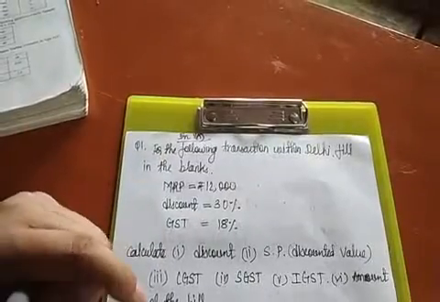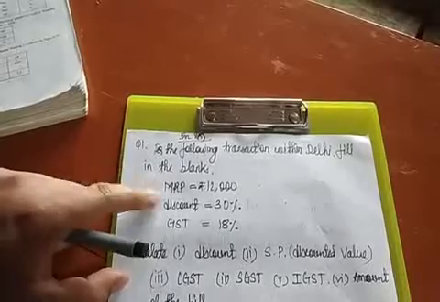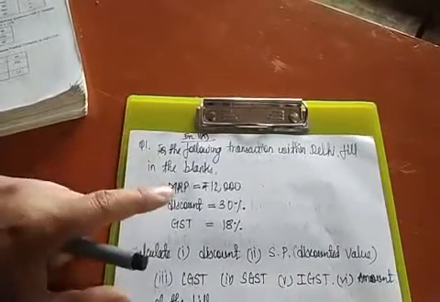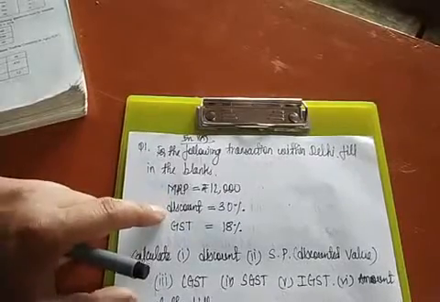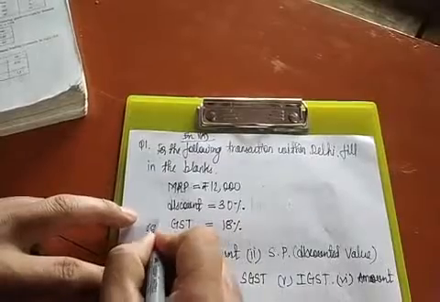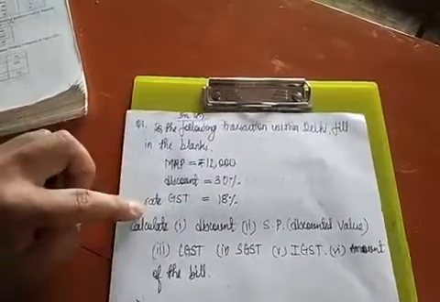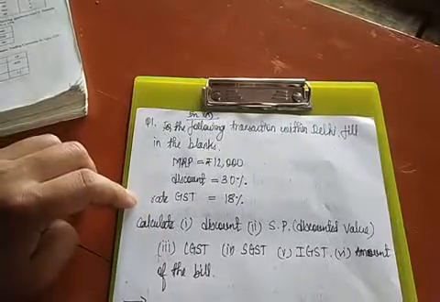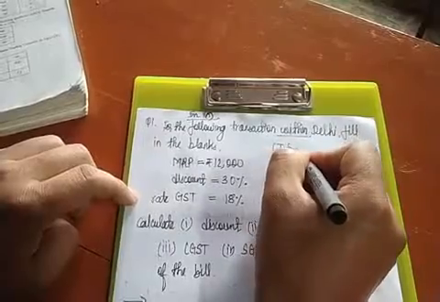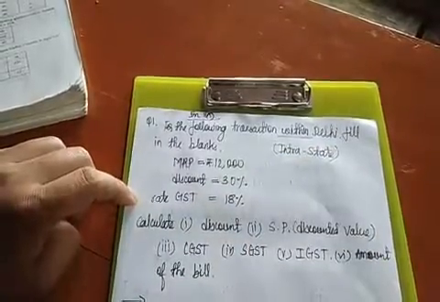The question says: for the following transaction within Delhi, fill in the blanks. So these are the given things to us. MRP, maximum retail price, is the mark price. Discount is given here, 30%, and the rate of GST is 18%. So the first thing that comes to our mind is what kind of transaction it is. Can you see the word within? So the case is intrastate, within the state.